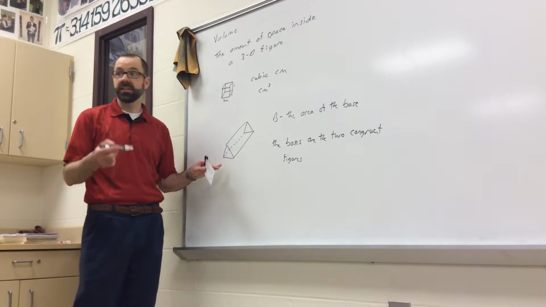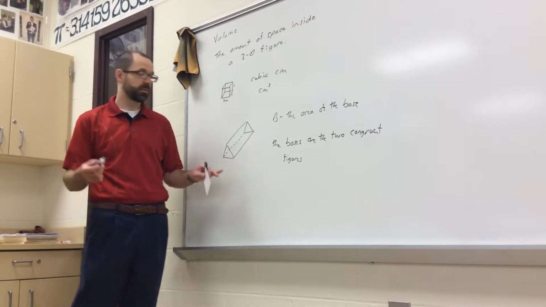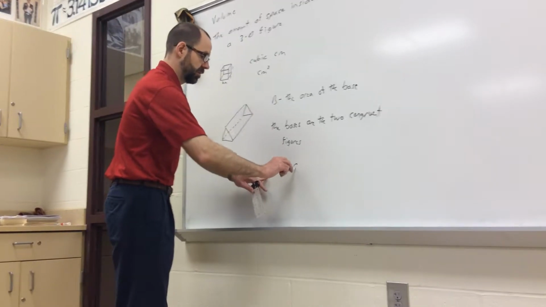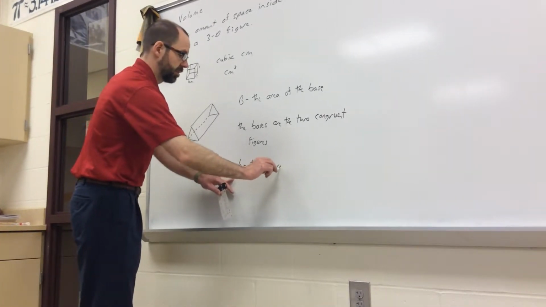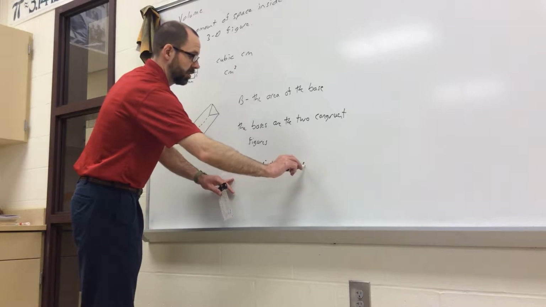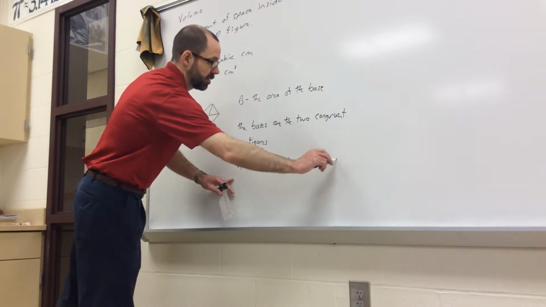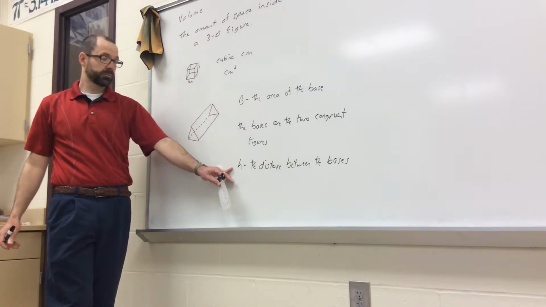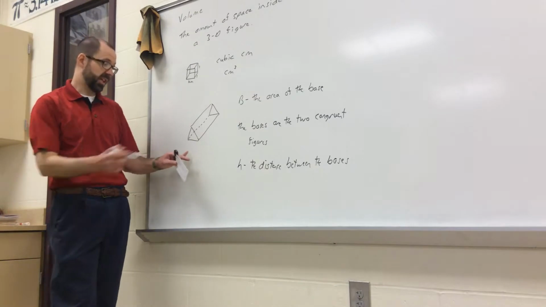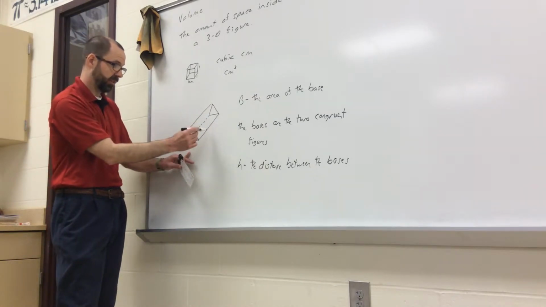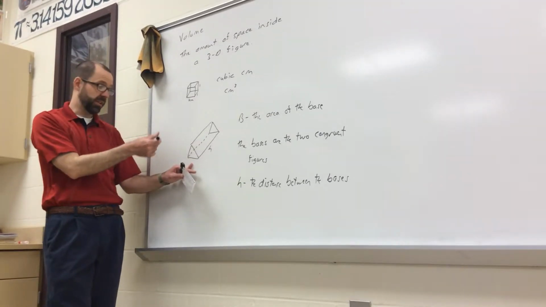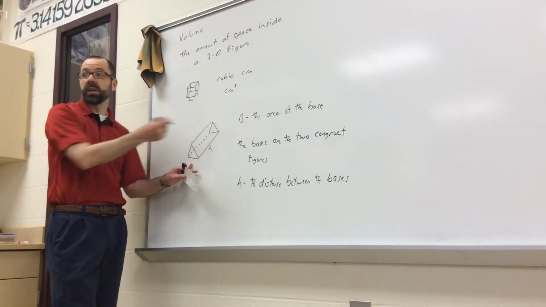And then the height is the distance between the bases. So in this case, this line here would be the height, because it's the distance between the triangle in the front and the triangle in the back.